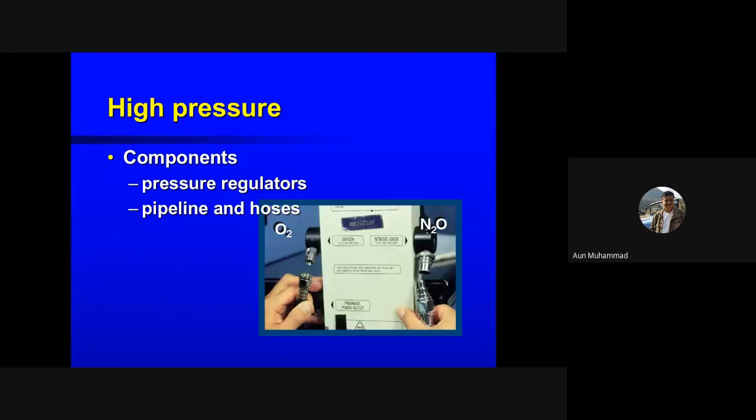So this is the hose or lines or pipeline, that is the oxygen pipeline. Similarly, some anesthesia machines have the same arrangement, in which on one side we have the oxygen supply connection, and on the other side we have nitric oxide connections.